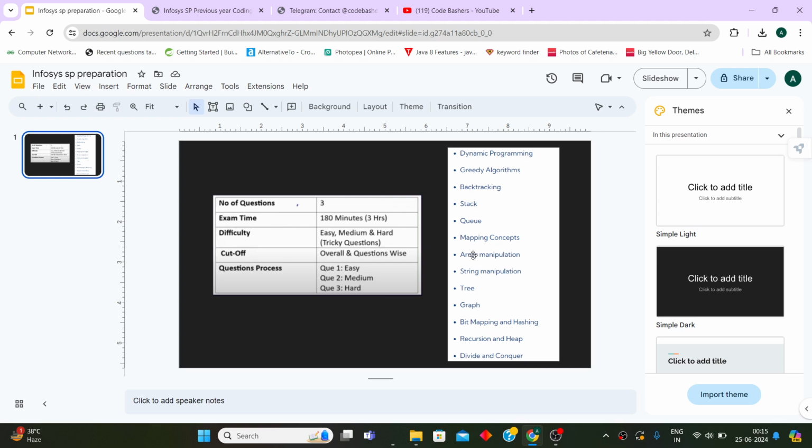Regarding my next point, what are the important topics for studying for this particular hiring? Questions related to dynamic programming are a must, because the hard question is always a dynamic programming question. Dynamic programming is an important topic. Greedy algorithm is an important topic. Backtracking, and for backtracking you must know recursion. Stack is important. Queue is important. Arrays and strings are again basics for these things. Tree and graph, and graph is also very important and a very complex topic.